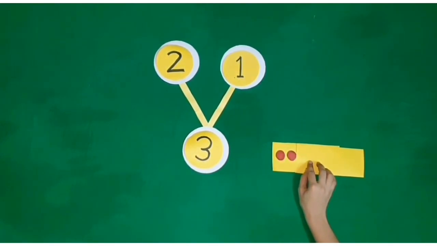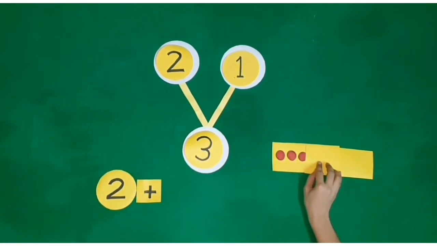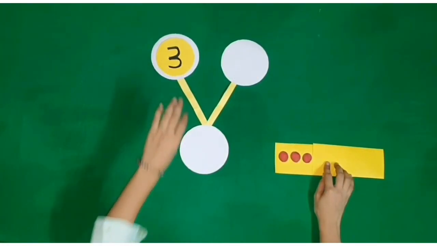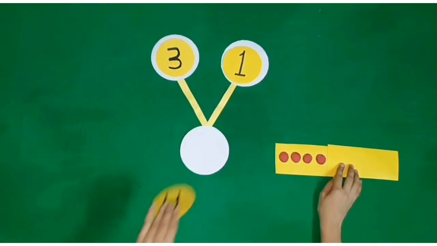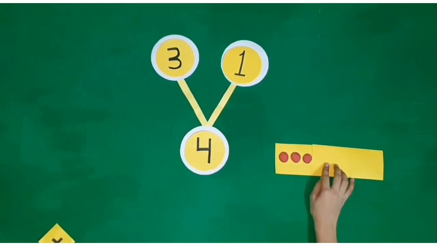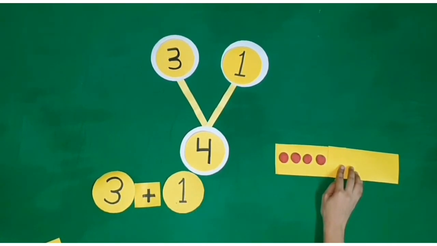Two dots plus one dot is equal to three dots. Three dots, one more dot. It becomes four dots. Three dots plus one dot is equal to four dots.